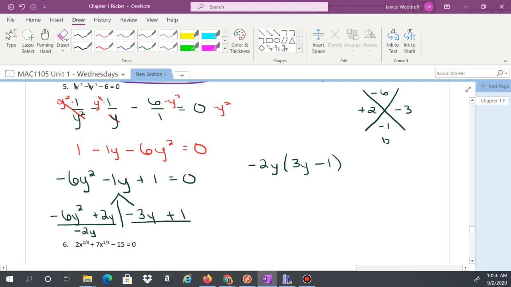What can I pull out of here? Just 1. But I want to change the signs so that they equal what I have over here. So I'm going to pull out a -1. You could have pulled out a +2y and then +1 here. You're still going to get the same solutions either way. This will give me a +3y and a -1. So these two are the same. That's one factor, 3y minus 1. And my other factor is the -2y minus 1, these guys.